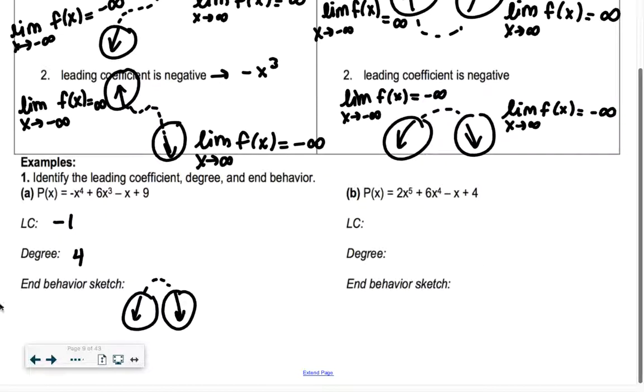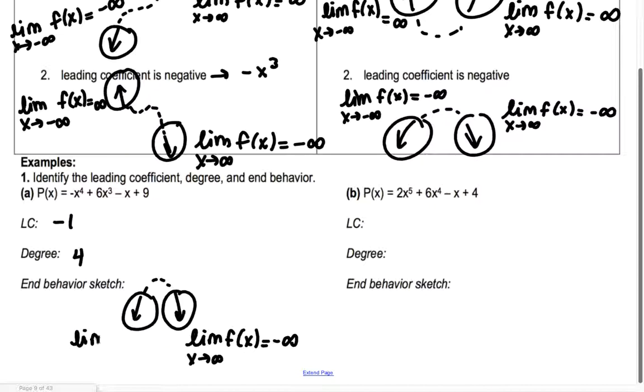So if your book was asking you to write limits, you would say the limit as x goes to infinity of f of x is negative infinity, and the limit as x goes to negative infinity of f of x is also negative infinity. So again, we're saying as I go to the right, this is what x goes to infinity means, I go down. As I go to the left, I go down. That's how that's read.